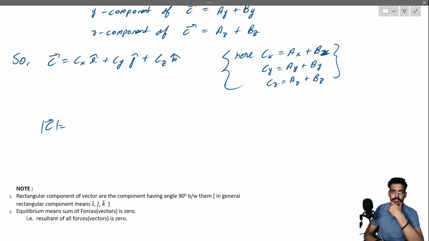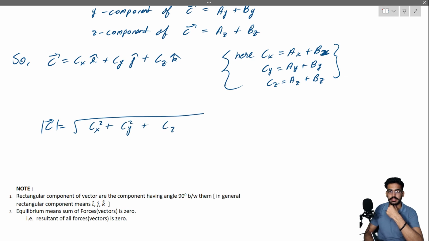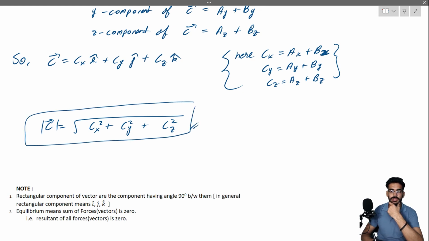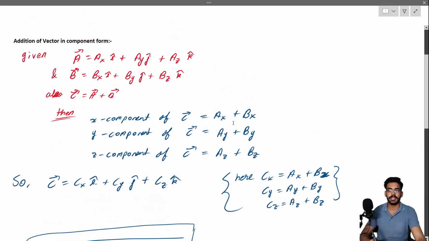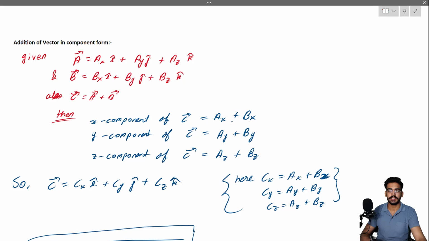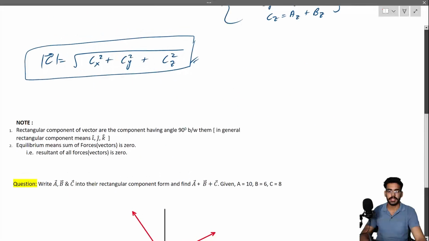So here I can say, what is the magnitude of c? How will you find the magnitude? Under root of cx square plus cy square plus cz square, right? This is the magnitude of c vector. I hope this is clear, and this is very, very important, you can remember. How will you do this? You will just add i component with i component, j component with j component, and k component with k component. Simplest thing.